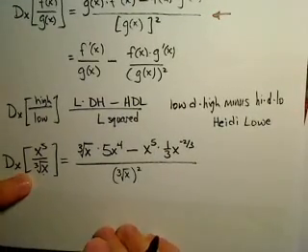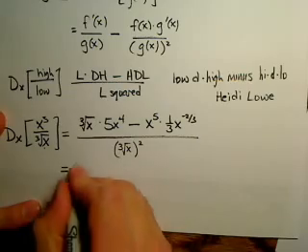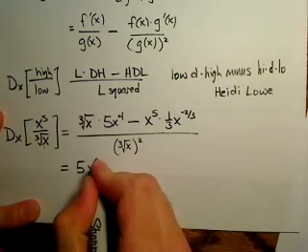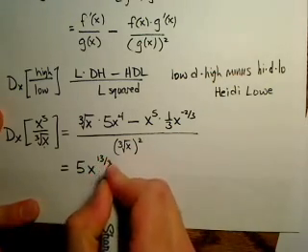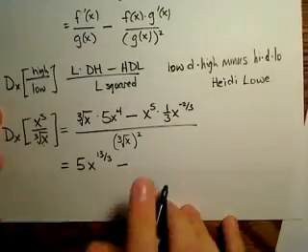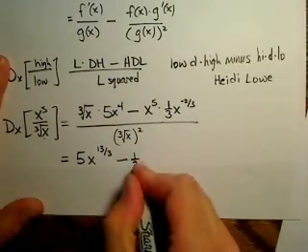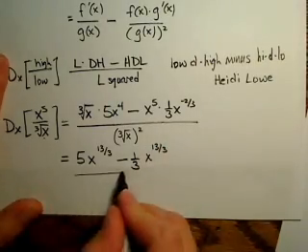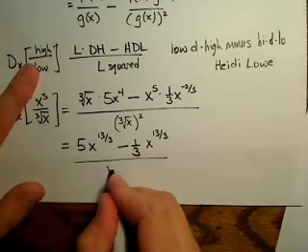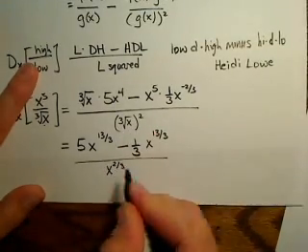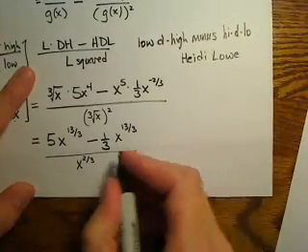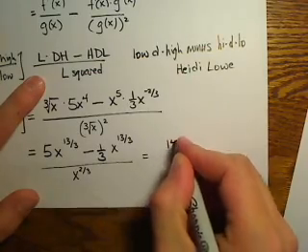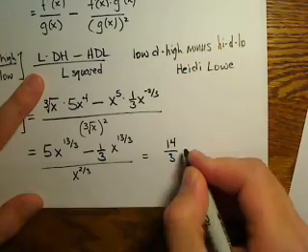And now it's just time for cleanup. This is 5x to the 1/3 plus 4, so that's 13 thirds, minus 1/3. This looks a lot like the product rule, and it usually will. X to the 13 thirds, oh good, those will combine, all divided by x to the 1/3 squared, so that's 2/3. And let's simplify a little bit more. 5 minus 1/3 is 14 thirds. 15 thirds minus 1/3, 14 thirds.